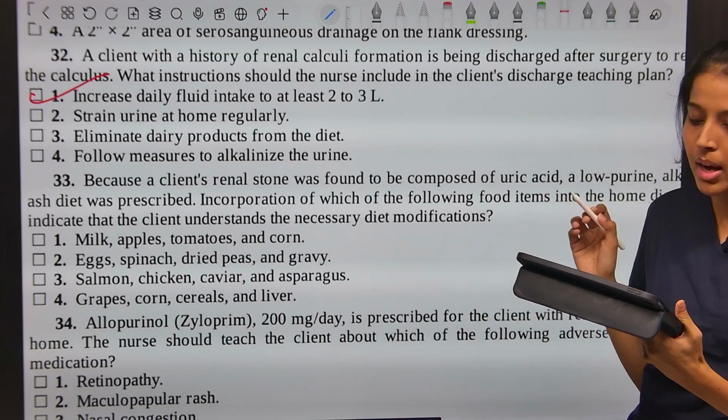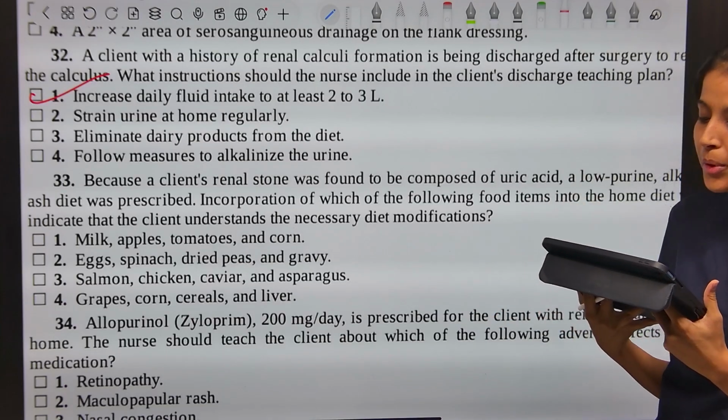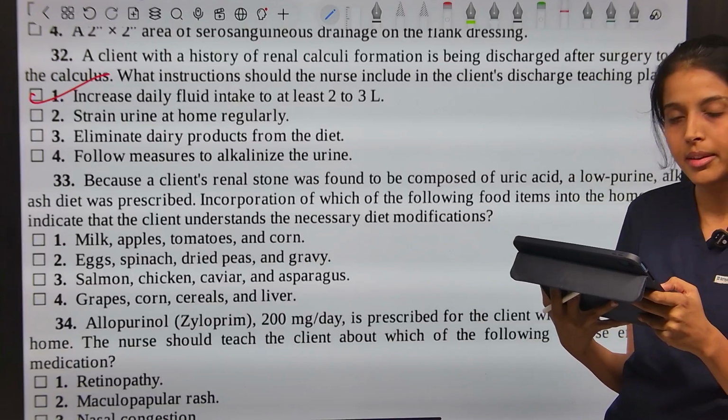The right answer will be answer number 1. Increase daily fluid intake to at least 2 to 3 liters.